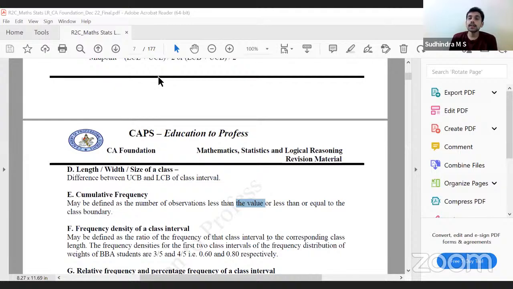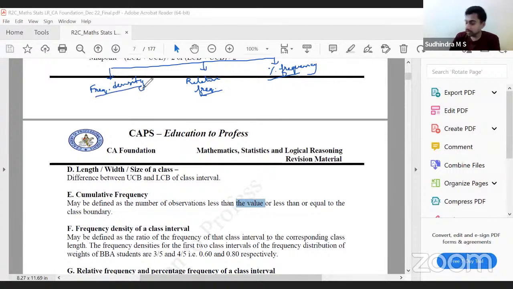Then next three discussions, simple discussions. We have frequency density, relative frequency, and percentage frequency. Frequency density, relative frequency, and percentage frequency.